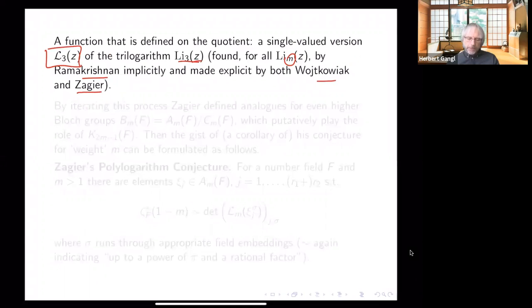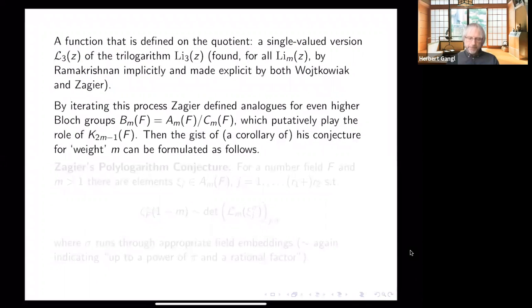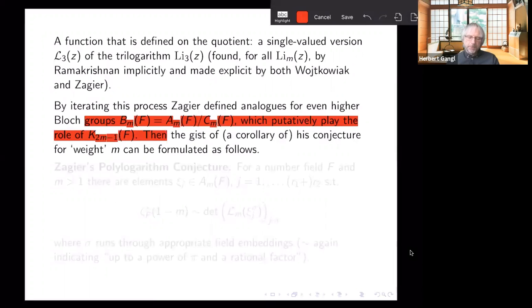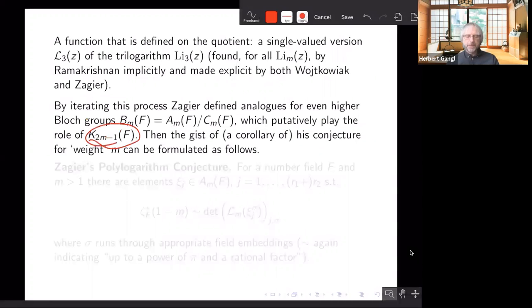And you can iterate that process again with these homomorphisms from F cross to Z, all combined, and trying to make sure that they land in the kernel of all of these on the intersection. Then you define a higher block group Bm, and they should play the role of the corresponding group K_{n-1} of F. And then we can formulate the gist of his original conjecture.